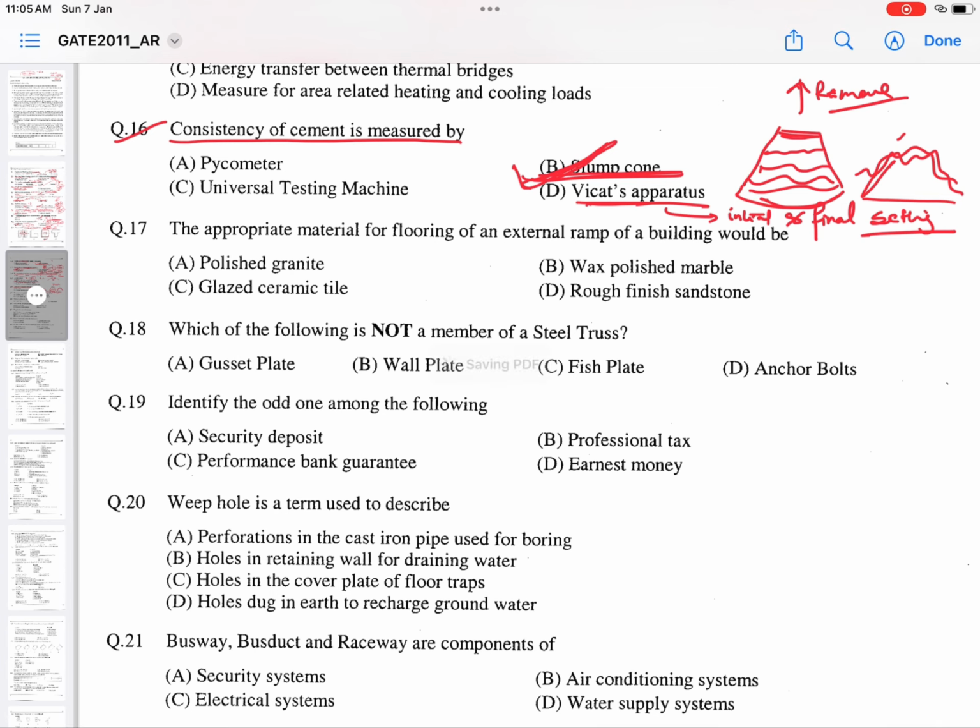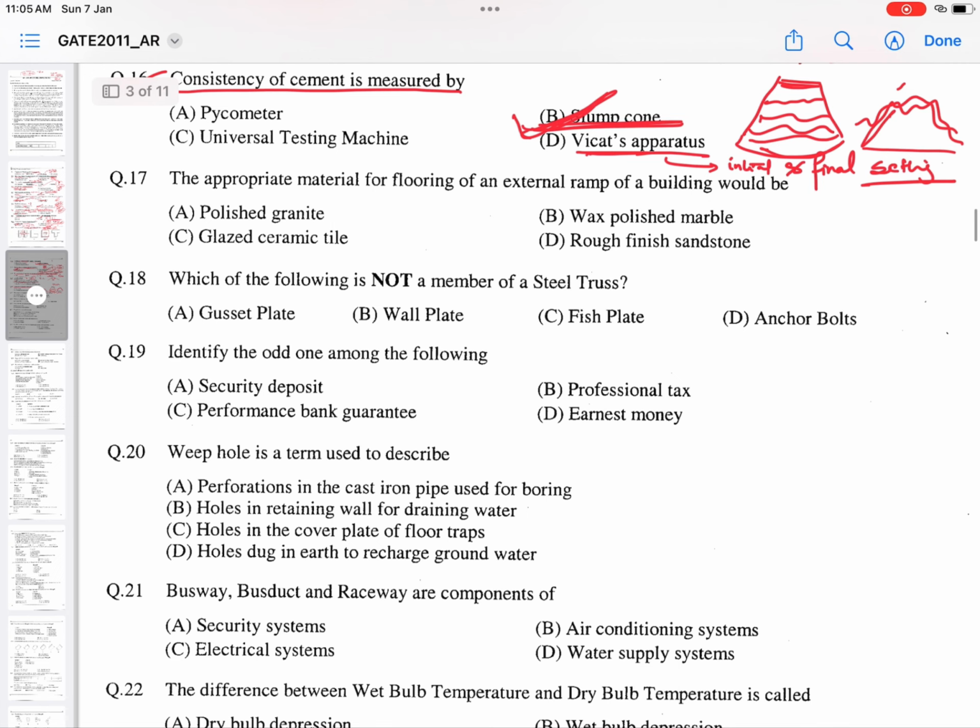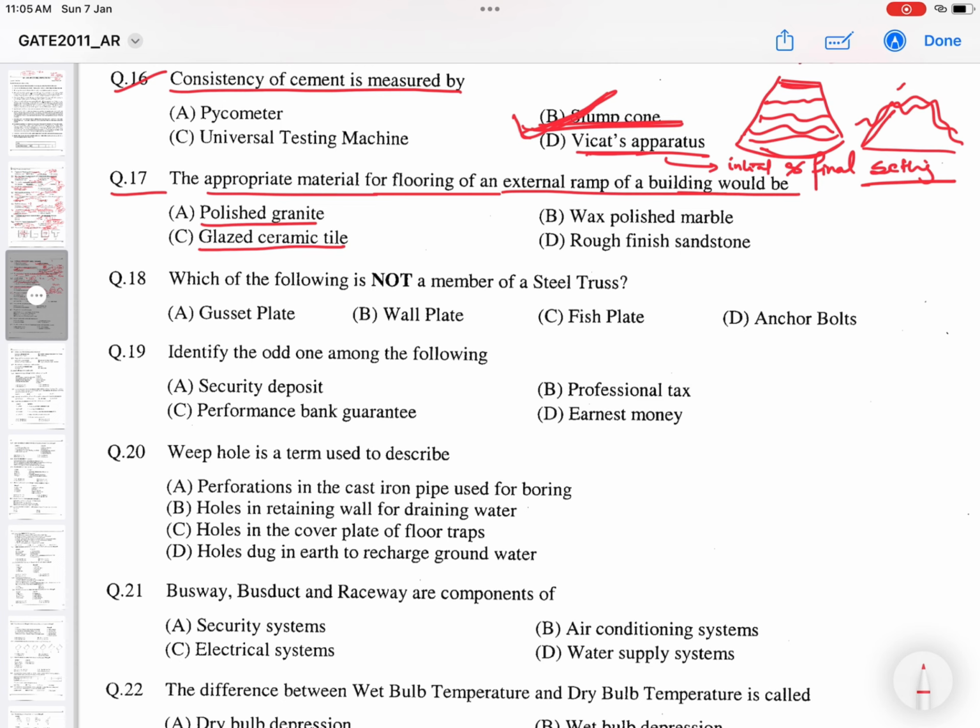Coming on to question number 17. Appropriate material for flooring of external ramp of a building would be. It shouldn't be polished granite. How awful it will look if it's a polished granite and you cannot walk over it. Not a glazed ceramic tile, it will be very slippery. Waxed polished marble, no, it should be rough. Rough finished sandstone. It's a very easy question. You don't have to remember anything, you just have to use your brain and you know it.